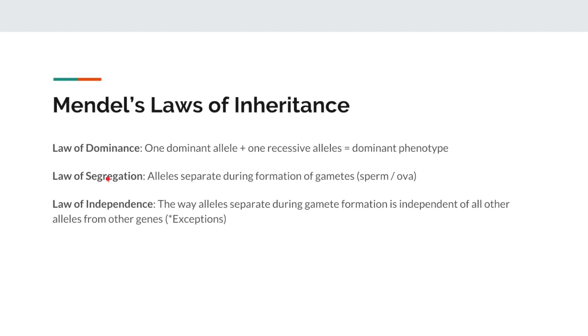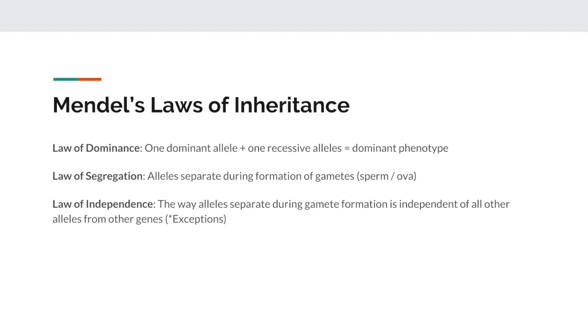Then the law of segregation says that alleles separate during formation of gametes. And gametes are, as you remember, sperm and ova, so the eggs. And basically what happens is when you create your sperm or your ova, you're going to have one allele from your mom and one allele from your dad, right? Well, each of these alleles get split. So then you're going to have half of your gametes with your mom's allele that they gave you, and then half of your gametes with the dad's allele.